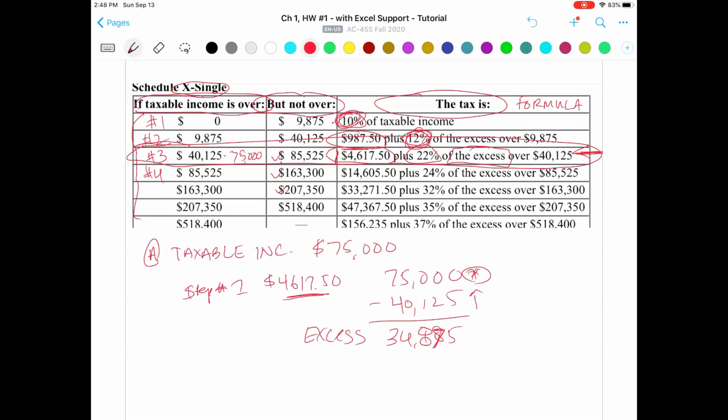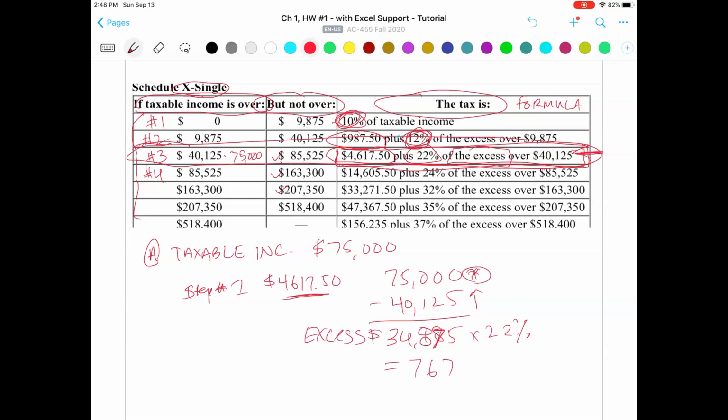$40,125. So you kind of have to learn how to read this piece here. Okay, this takes a little bit of practice. Once you have it down, you should be good to go, but it will take a little bit of time just to unpack that. Now this amount is what we want to multiply times 22%. Again, use your calculator. Times 0.22, or times 22%, whatever you're used to in terms of your calculator inputs.